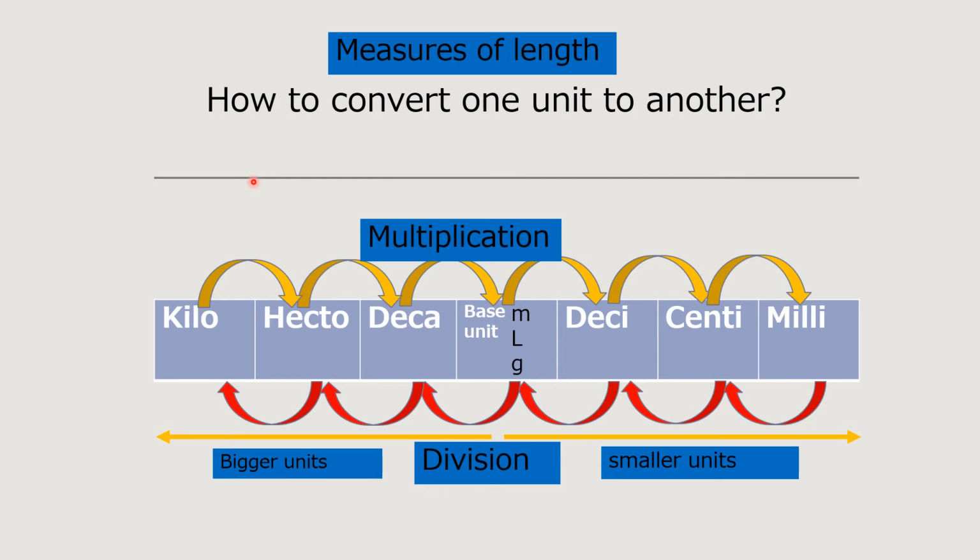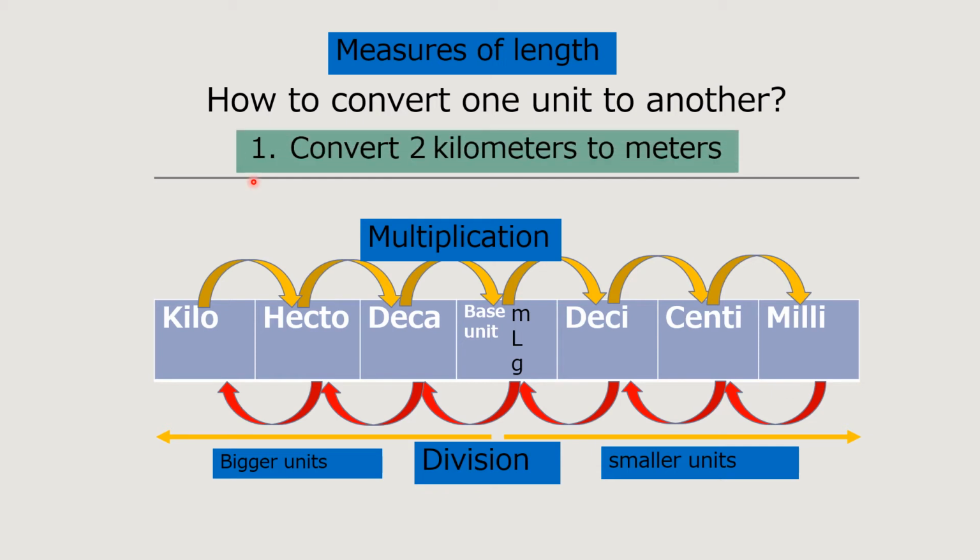So how are we going to convert one unit to another? Let's say, convert kilometers to meters. So kilometers is here, and going to meters, we're just going to count how many movements. 1, 2, 3. It means we are going to multiply, going to the right, so that is multiplication. And 3 movements means we are going to simply move the decimal point 3 places to the right also.